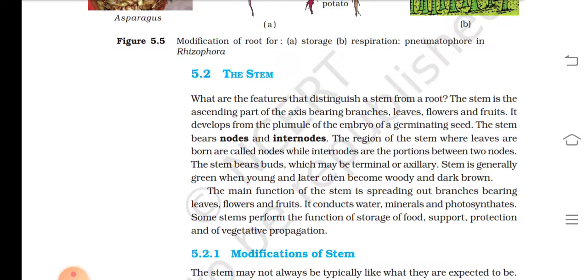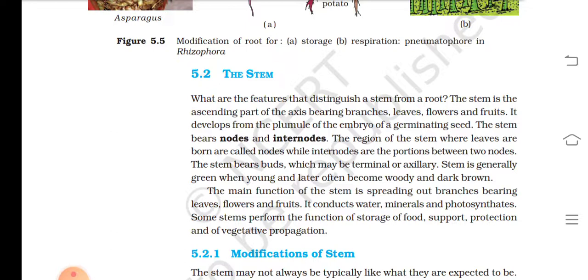5.2 The stem. What are the features that distinguish a stem from a root? The stem is the ascending part of the axis bearing branches, leaves, flowers and fruit. It develops from the plumule of the embryo of a germinating seed. The stem bears nodes and internodes. The region of the stem where leaves are borne is called nodes, while internodes are the portions between the two nodes. The stem bears buds which may be terminal or axillary.